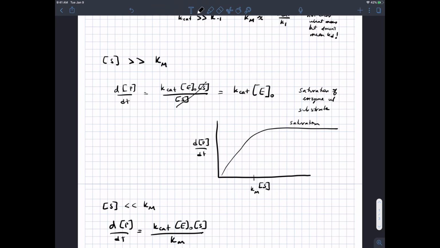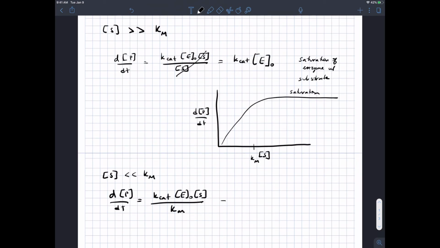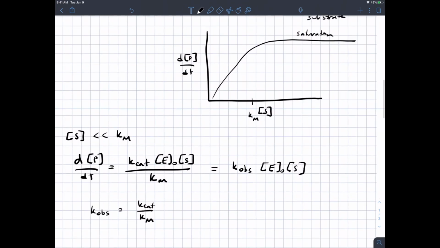And you can think of this as a pseudo second order rate constant, K obs times enzyme concentration times substrate concentration, where K obs is equal to kcat over Km. And it turns out that kcat over Km is something that people call the specificity constant.